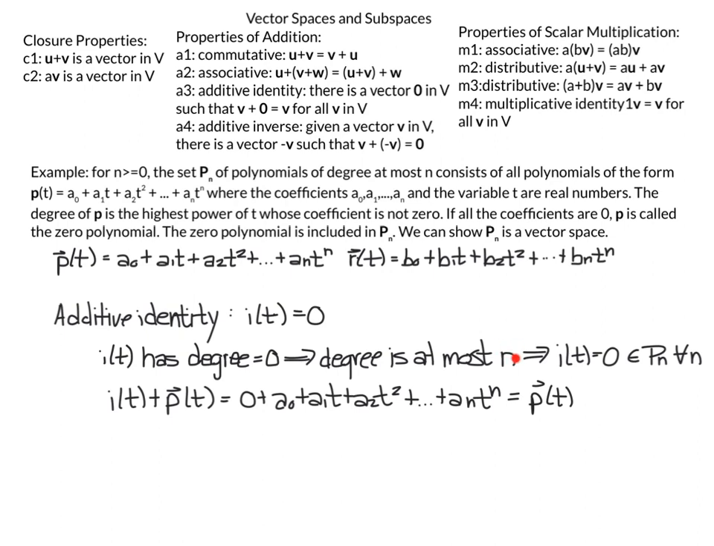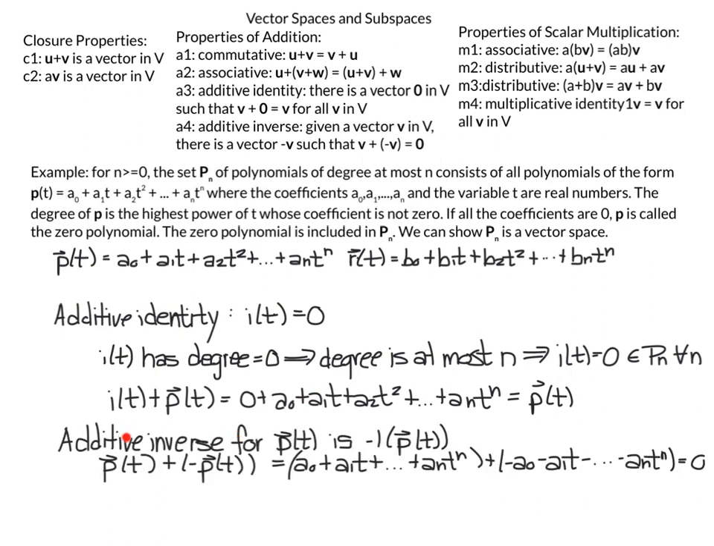Like if n is equal to 3, certainly I of t has degree less than 3. So I of t is in every P sub n for all n. So looking at I of t plus some polynomial p of t, well, that's 0 plus your polynomial p of t, you add it, you get back p of t.